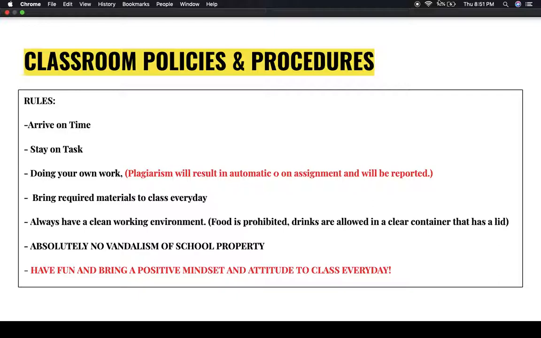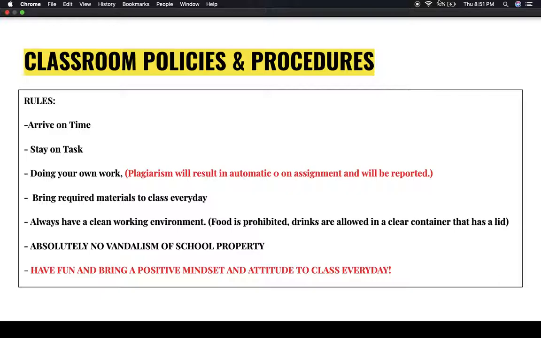And then another one for me as well is bringing required materials to class every day. I feel as a teacher that's a pretty self-explanatory rule, because a lot of things that we do in health too is dictated out of our textbook and/or lectures. And then obviously cleaning up your working environment, pretty easy. Food is prohibited. Drinks are allowed if they're in a clear container that has a lid.